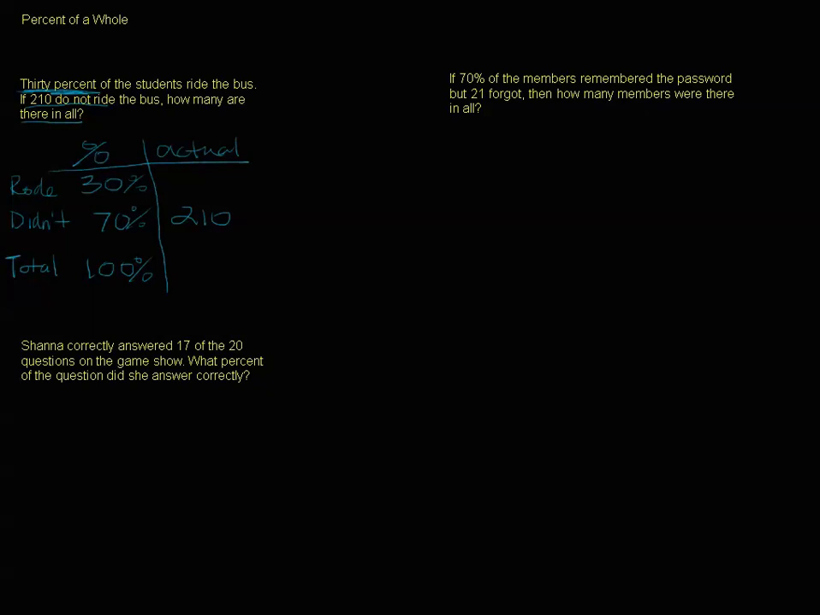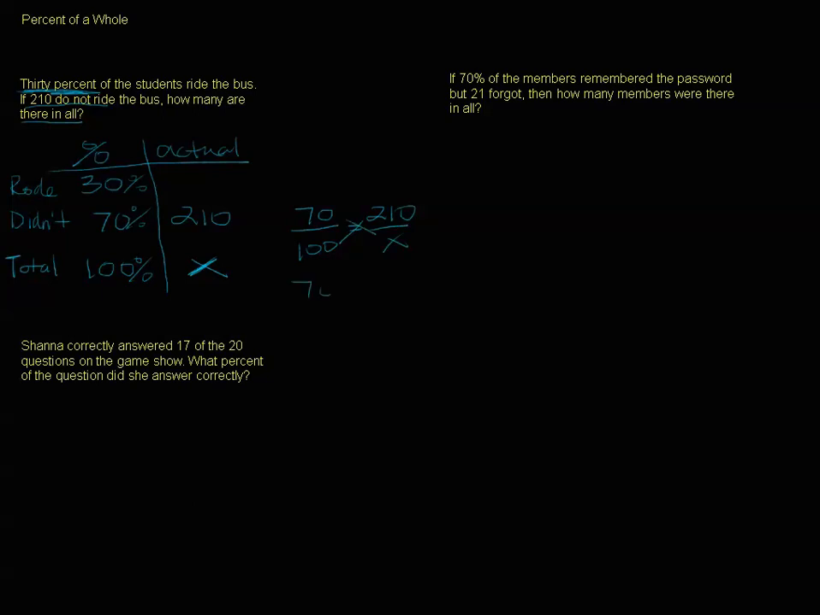Now they want to know how many there are in all, so they want to know this number right here. So we're going to set up a proportion: 70 over 100 equals 210 over x. Now we're going to cross multiply.